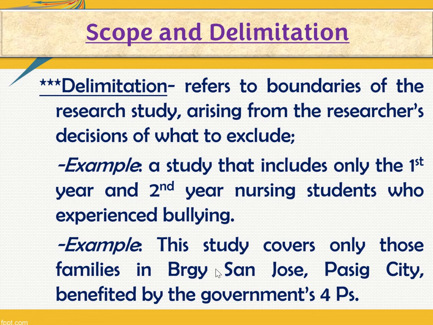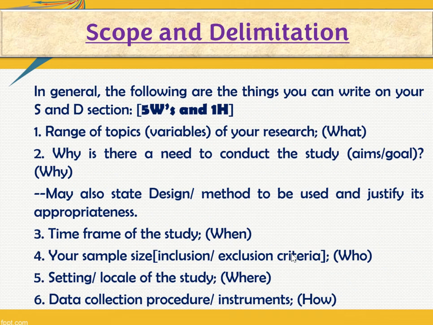Another example, this study covers only those families in Barangay San Jose, Pasig City, benefited by the government's 4Ps. So, ibig sabihin, excluded na yung mga hindi taga Barangay San Jose, Pasig City, and excluded na rin kung hindi ka member ng 4Ps. So, that's how you delimit, the difference between scope and delimitation.